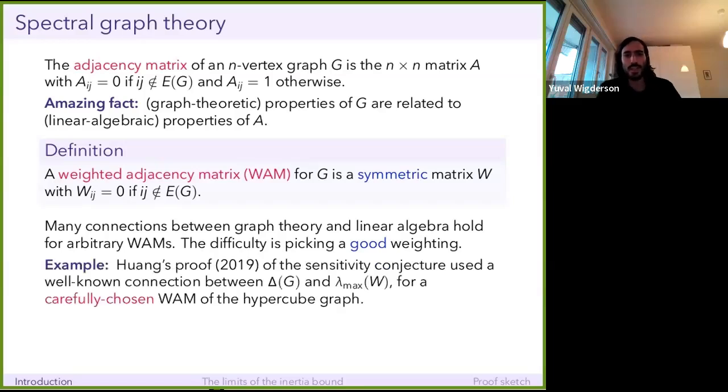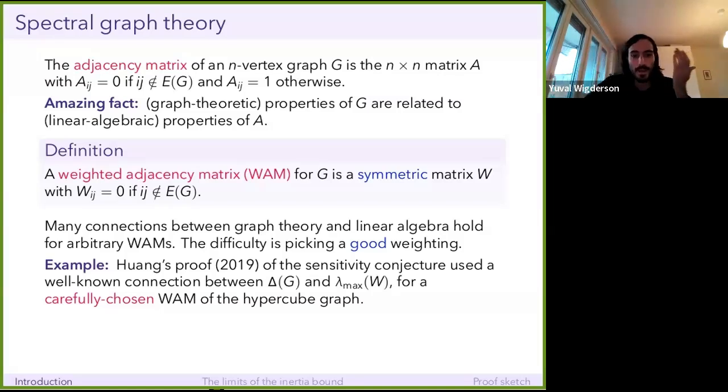A nice recent example of this, a few years ago, Hao Huang proved the sensitivity conjecture, which was a major open problem in computer science for like 30 years. Basically the proof is a page or 2 pages. It boils down to using a well-known connection between graphs and adjacency matrices, specifically between the maximum eigenvalue and the maximum degree, noticing that it works for weighted adjacency matrices, and then picking a good weighted adjacency matrix. In some sense, the hardest part of his proof is finding this good weighting.